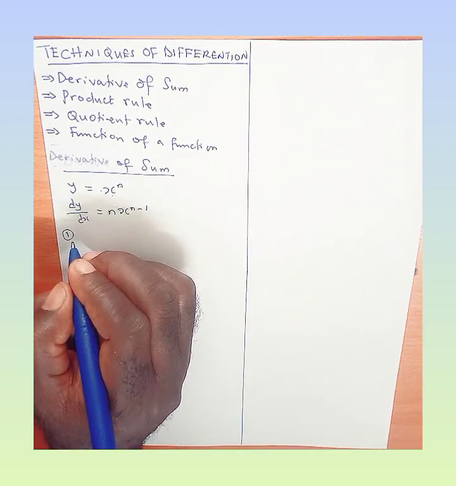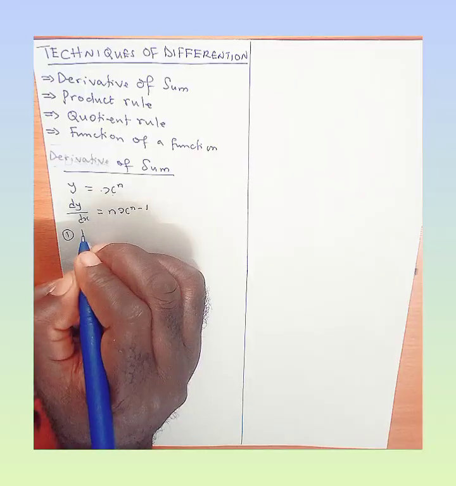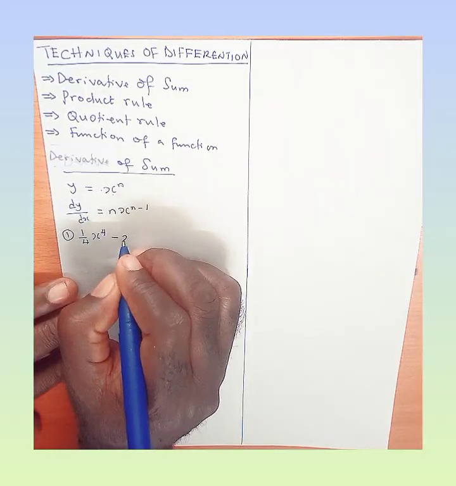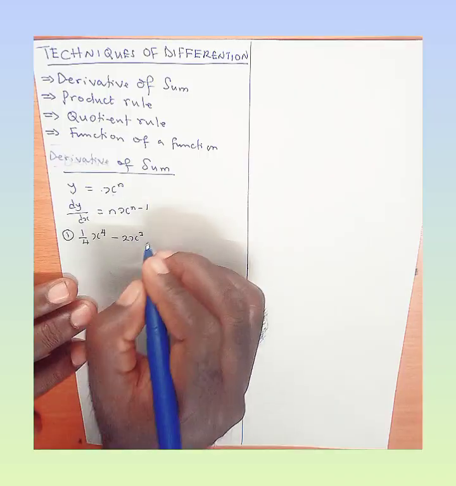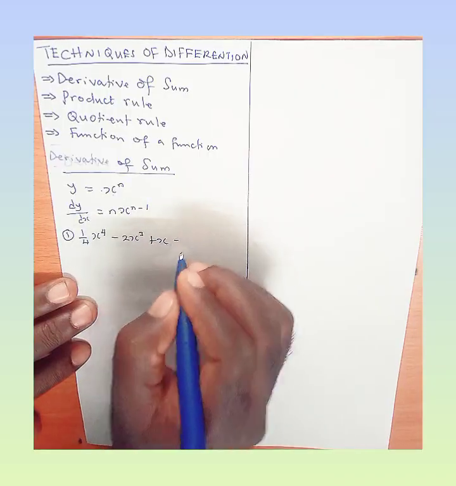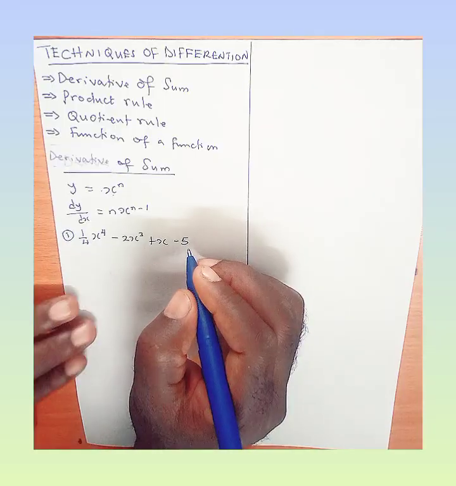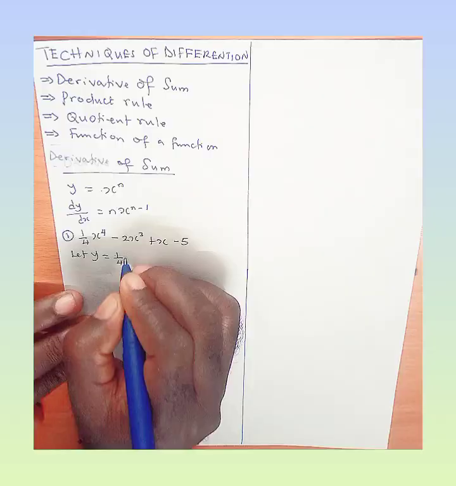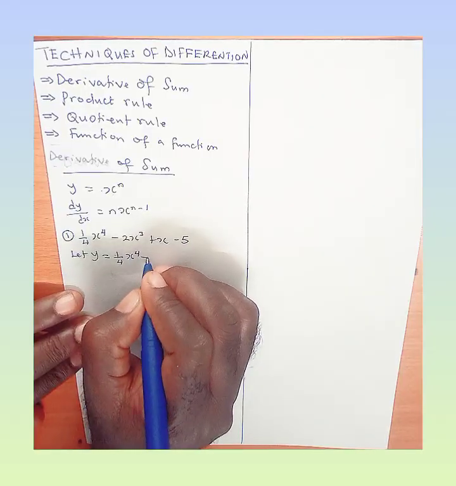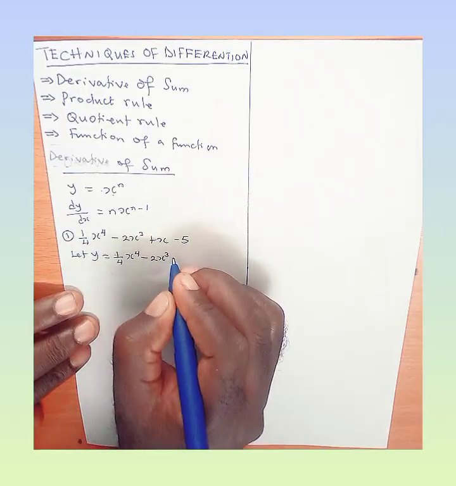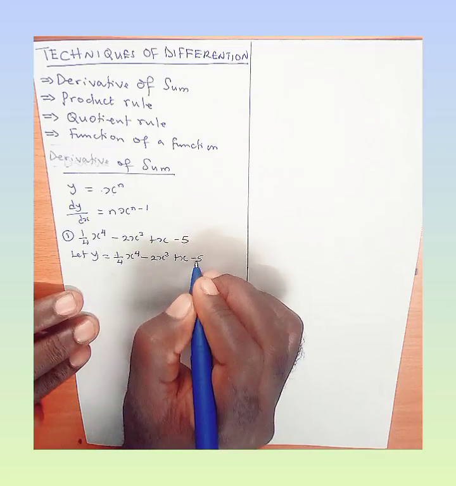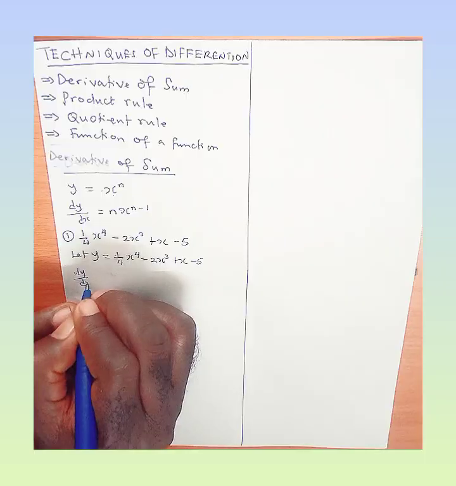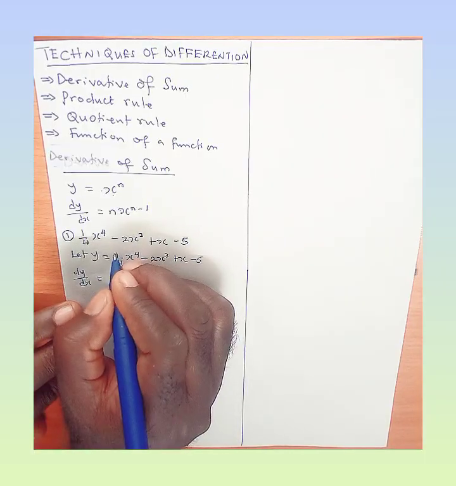Let us take a look at some examples here. Number one, suppose you are given 1/4 x raised to power 4 minus 2x raised to power 3 plus x minus 5, and you are to differentiate it. Then you say let y be equal to 1/4 x^4 minus 2x cubed plus x minus 5. Now let us start differentiating. Then we have dy/dx; we come to this power 4 and multiply.